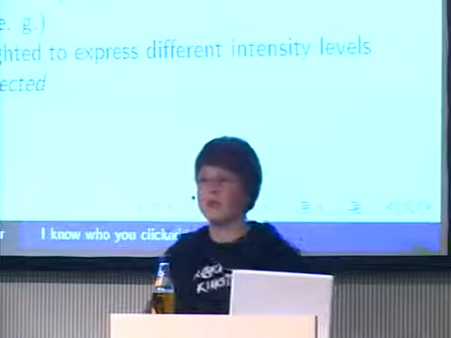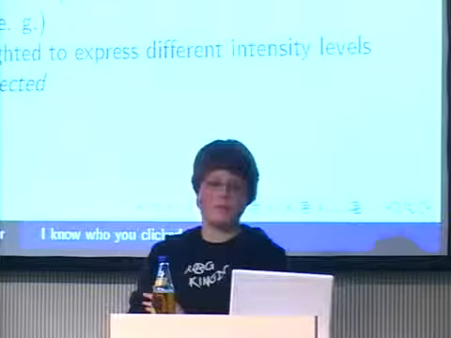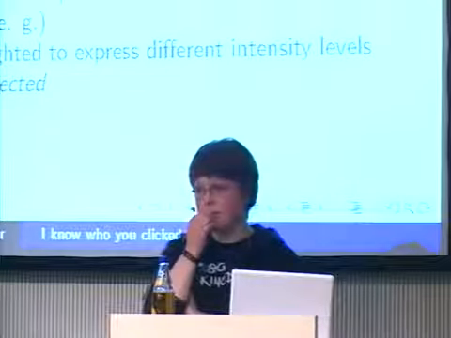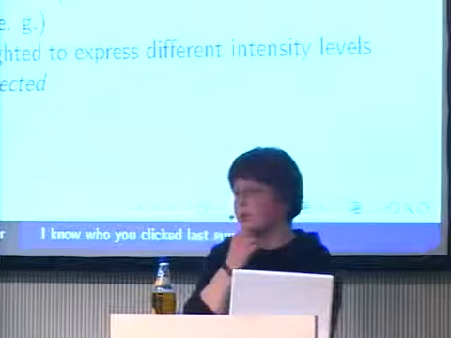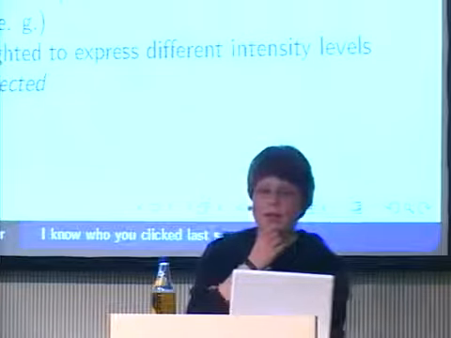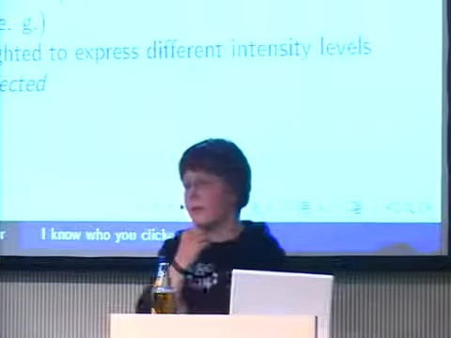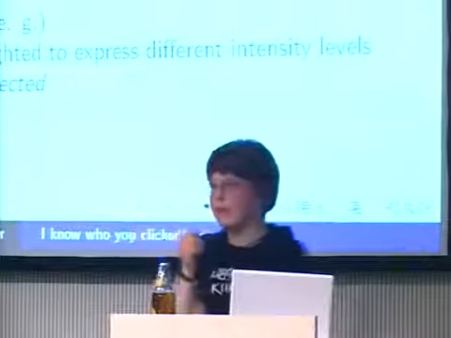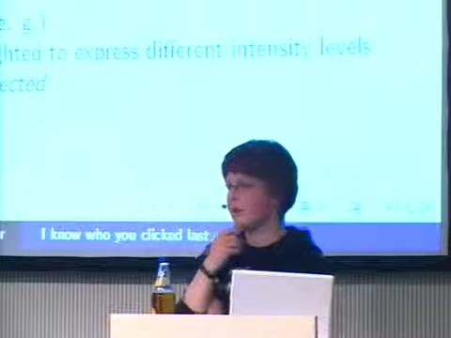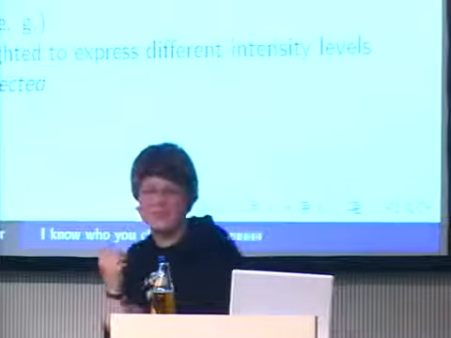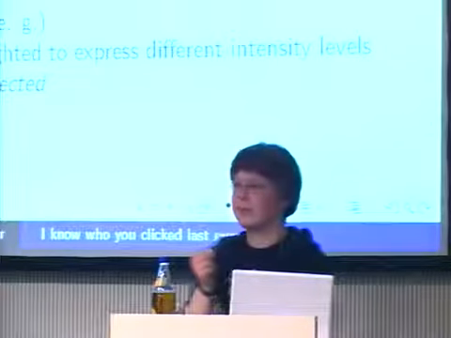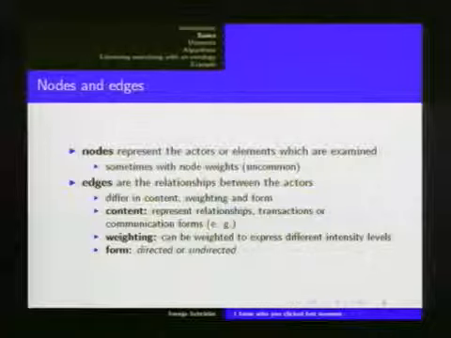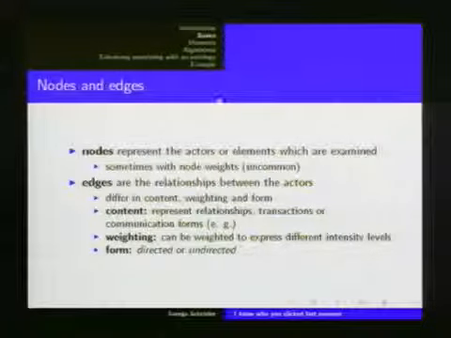Something about nodes and edges. Nodes, of course, represent the actors or elements in this network, which in a social network are actors. Sometimes you can add node weights, like a small number expressing some attribute, like nose length, which you can add to the node, but this is very uncommon, because as I said, the relations or the edges are the most important part of a network.